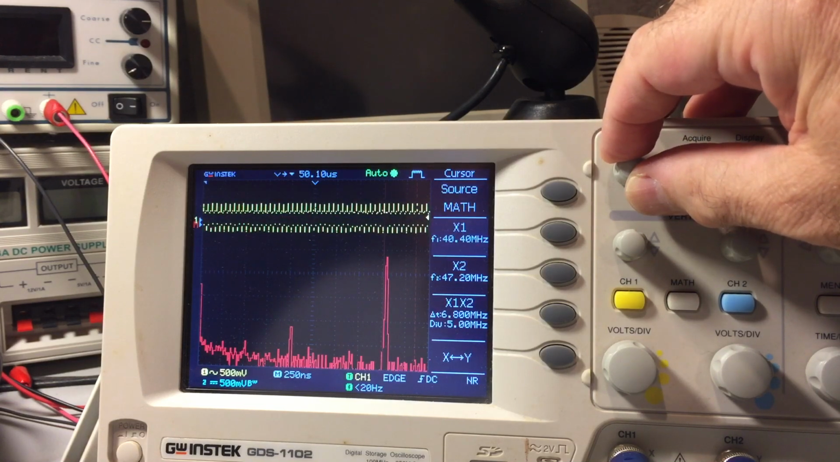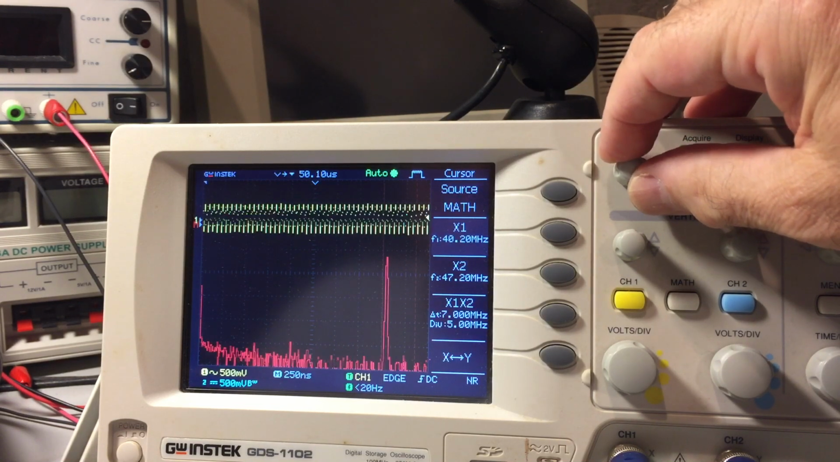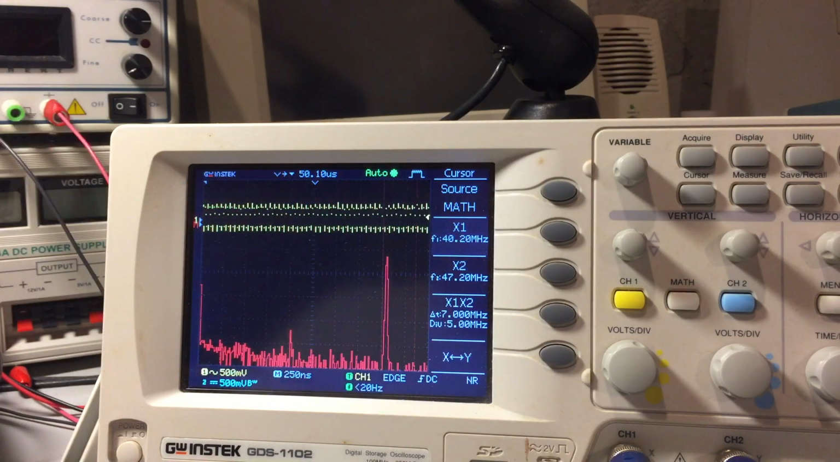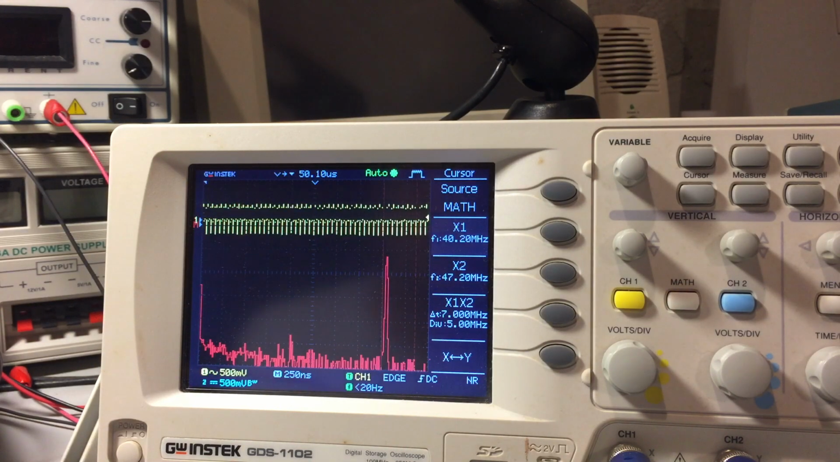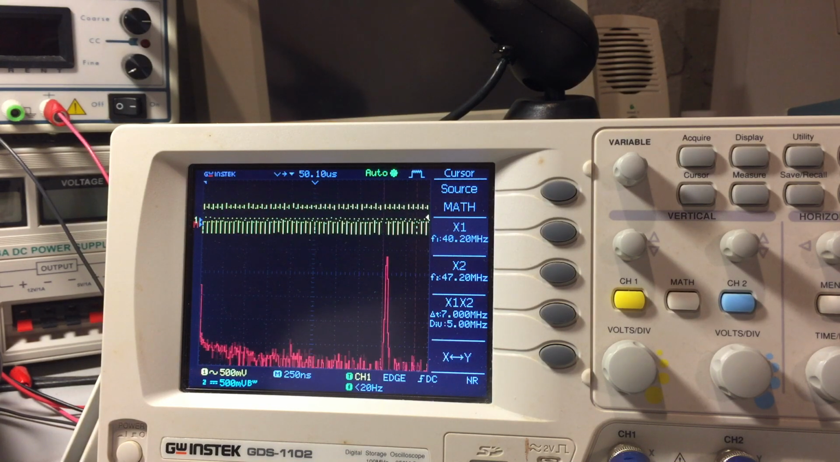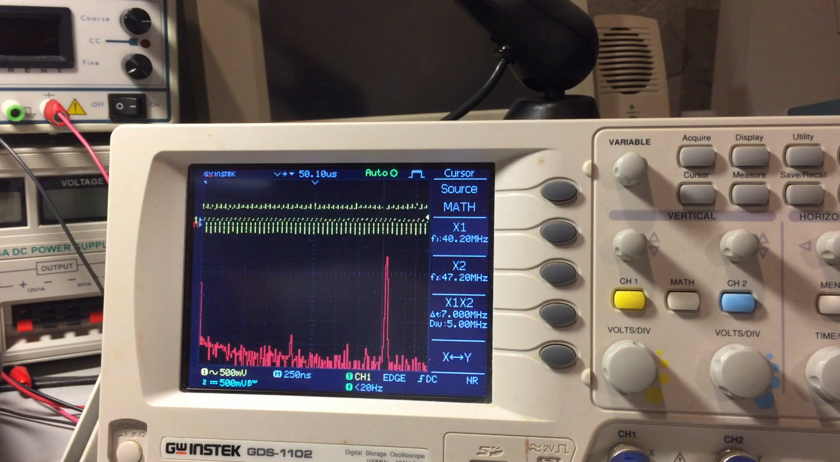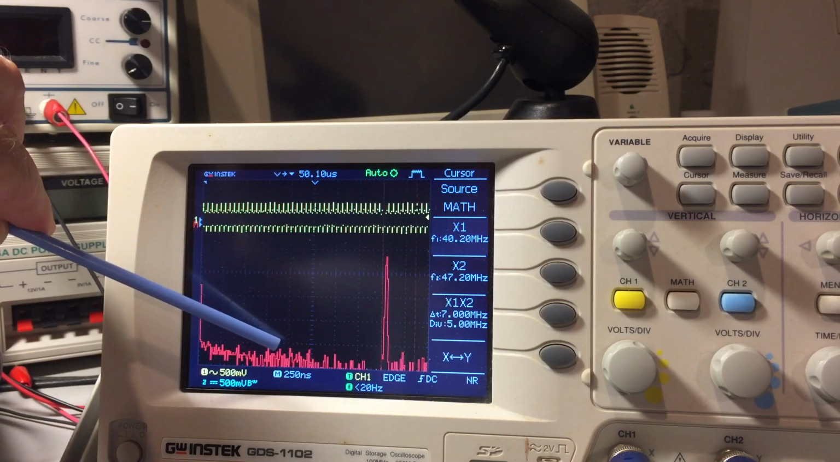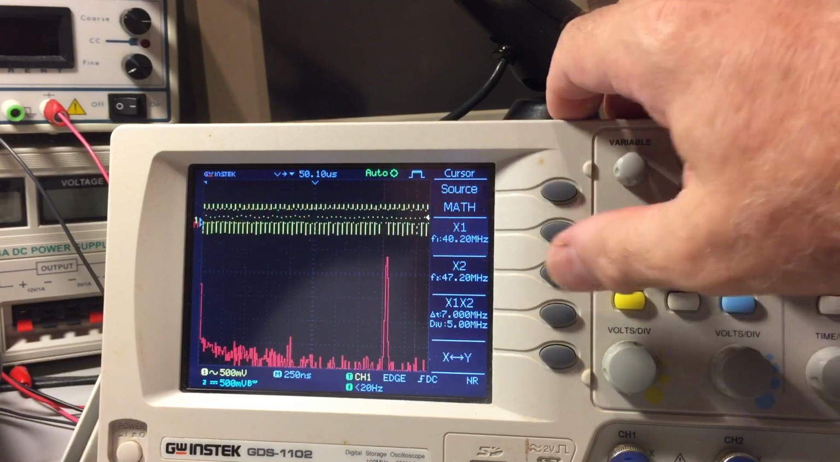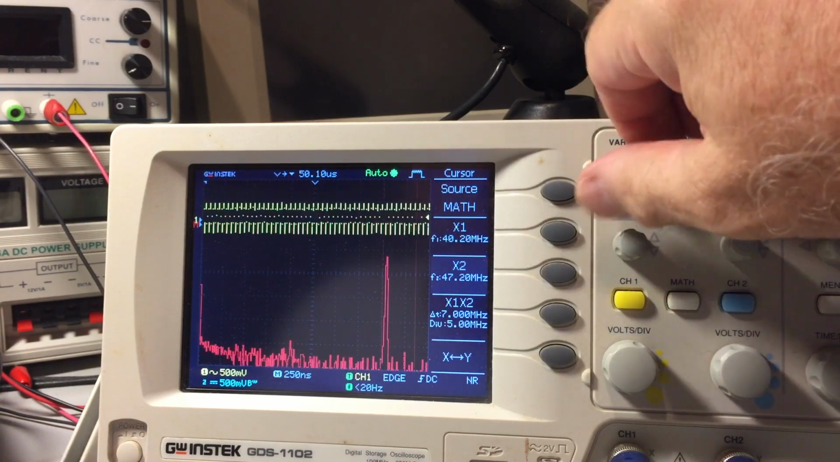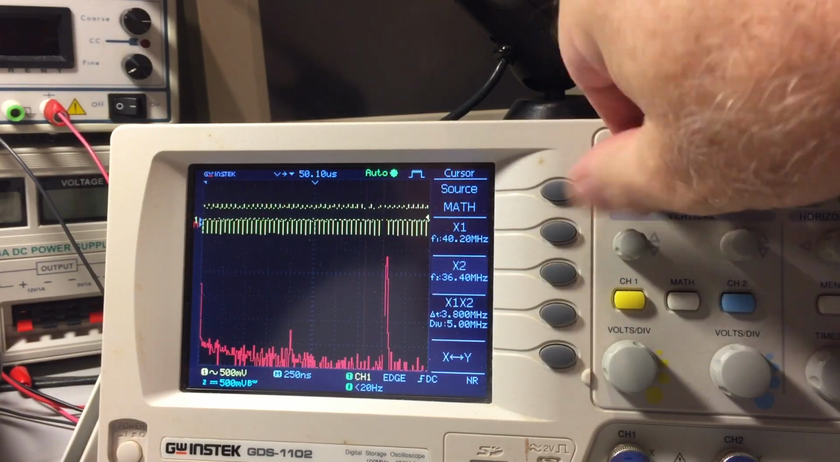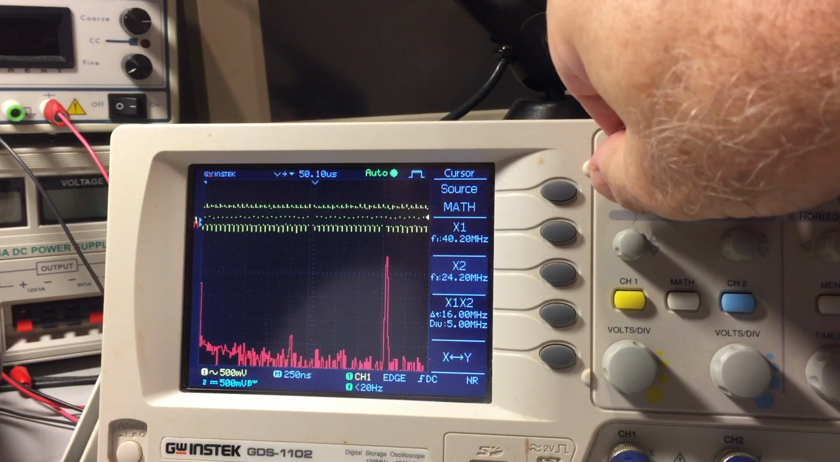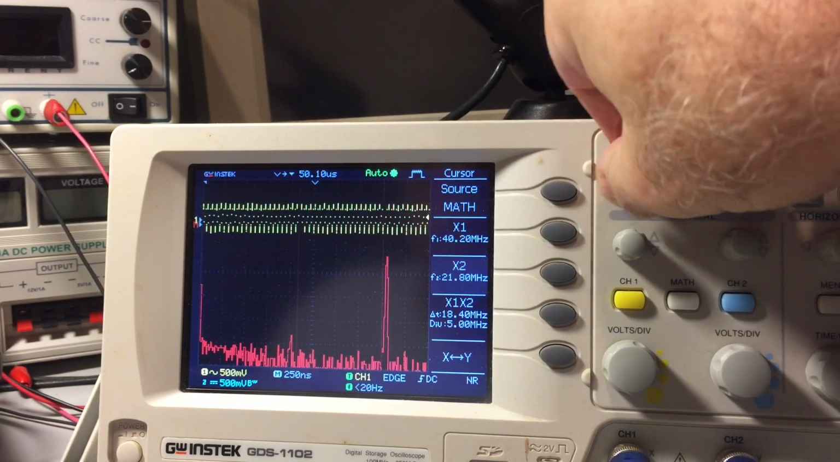If I go right to the base there, it's 40.2, and it's going to go to 40. So somewhere in the middle there, 40 megahertz. And you can see 20 megahertz. Okay, I'm going to guess it's that one, but it's just above the noise floor. So let me see where we're at here. Yeah, that's it. That's the fundamental there.